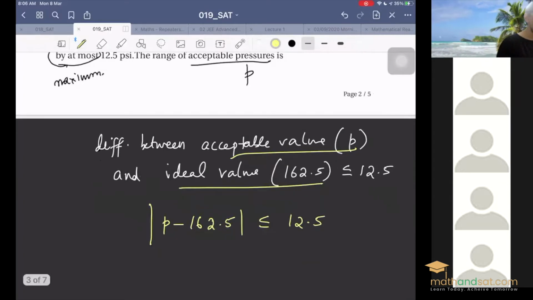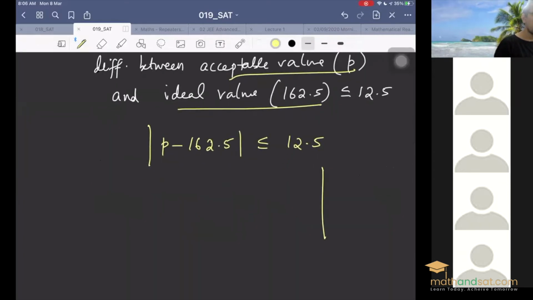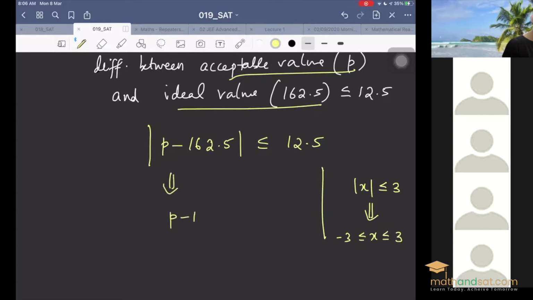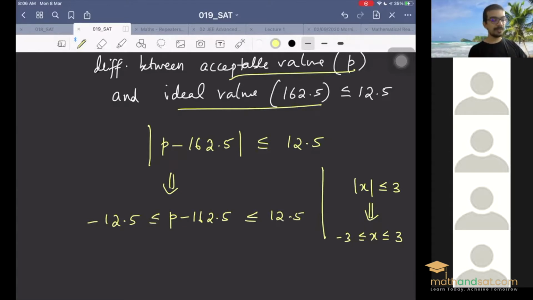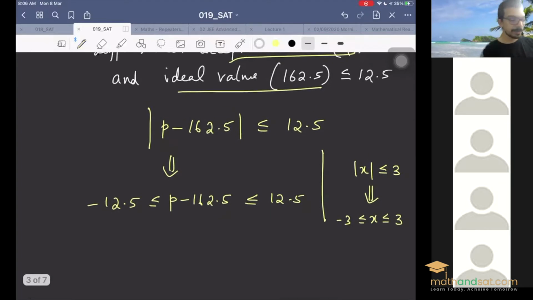So when we have something like mod x less than or equal to 3, we have seen that in the previous class, it's minus 3 less than or equal to x less than or equal to 3. So in this case, P minus 162.5 will lie between minus 12.5 and 12.5. I'm going to do it in one single step. What will I do? I'm going to add 162.5 everywhere.